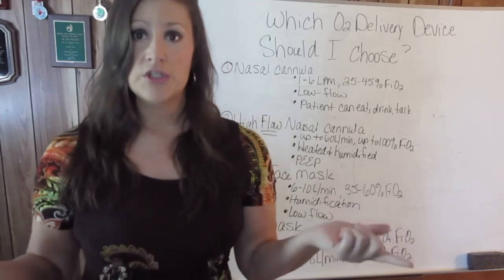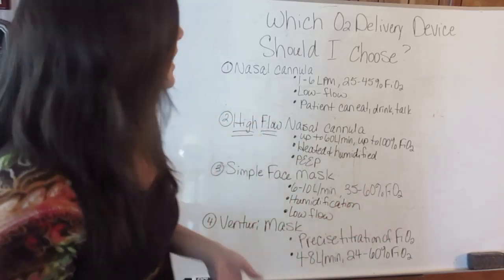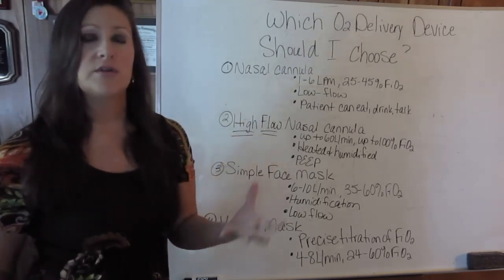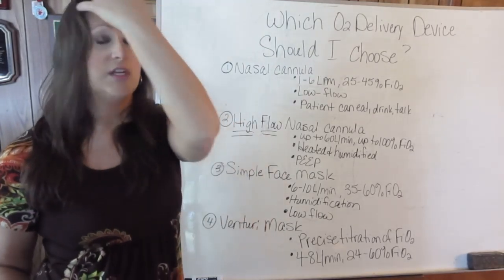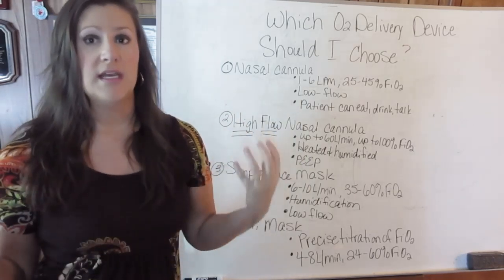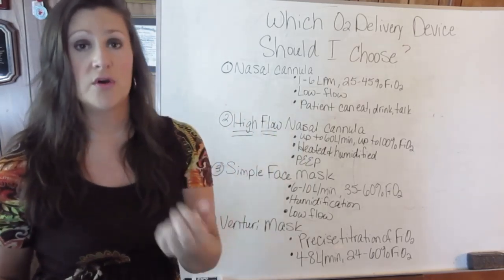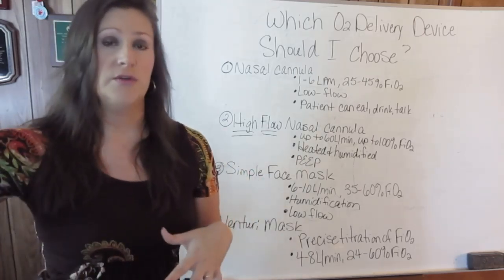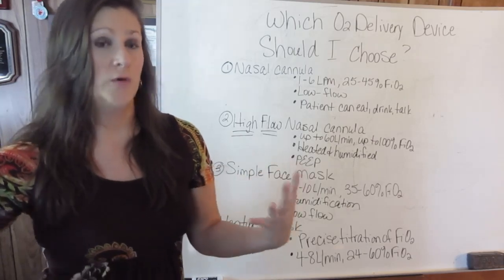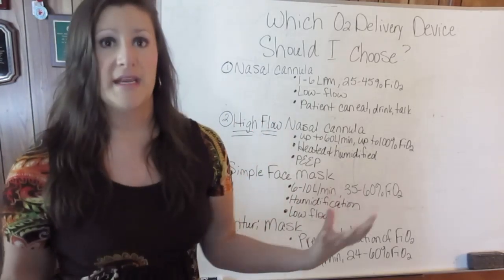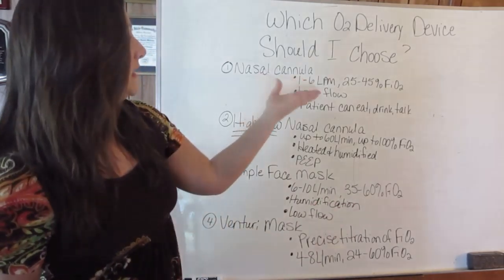So which oxygen delivery device should you choose? Well, the first one I have listed here is obviously the most commonly used oxygen device that you're going to see in the hospital. It's that nasal cannula, that two-prong system that fits into the patient's nose, and it's hooked up to the oxygen on the wall. And you set your nasal cannula or binasal cannula according to liters per minute.